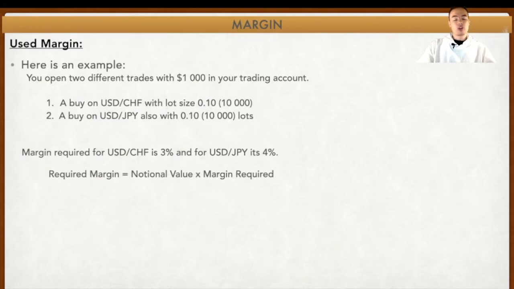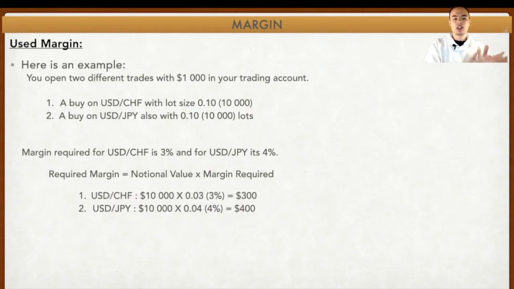Required margin equals notional value times your margin required. So, number 1, for your USD Swiss franc, it's $10,000 times 0.03, that's the percentage, that's how you calculate percentage, equals $300. USD JPY is the 10,000 times 0.04 because it's 4%, equals $400.